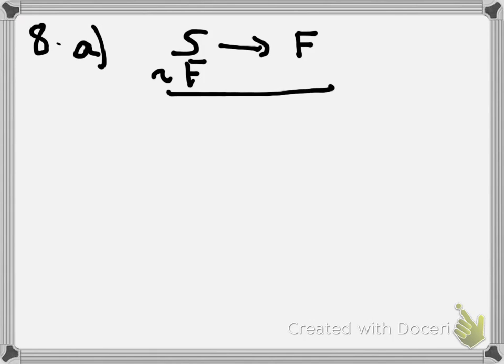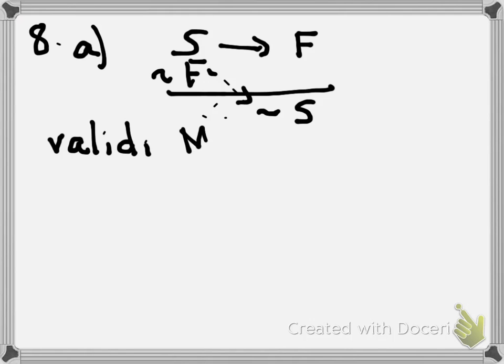If I want to go to the show tonight, then I must finish my homework. I did not finish my homework. Therefore, I did not go to the show. Now, if I notice from above the line to below the line, this is the contrapositive of the original. And the contrapositive is a valid argument. It is logically equivalent to the conditional. Therefore, this is a valid argument, and the reason is modus tollens.